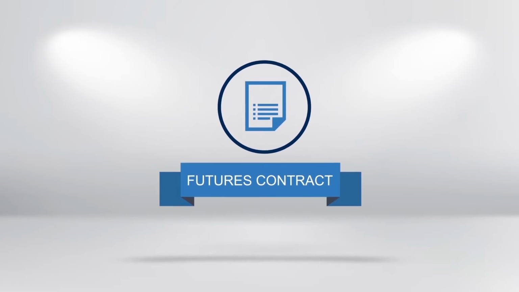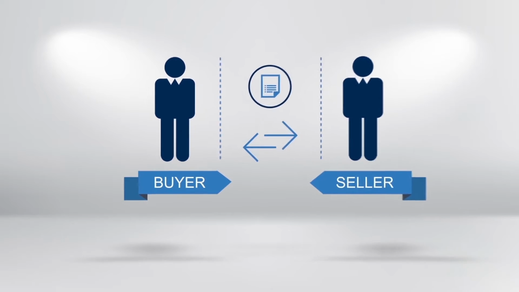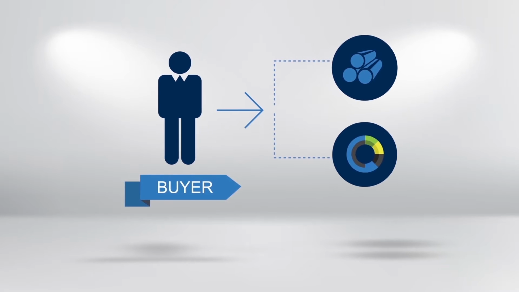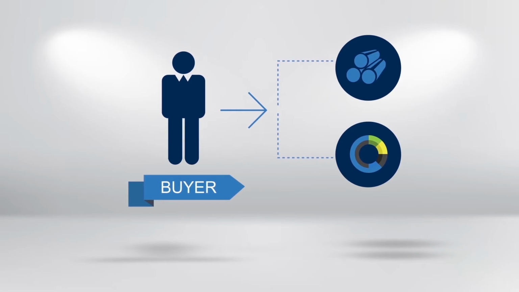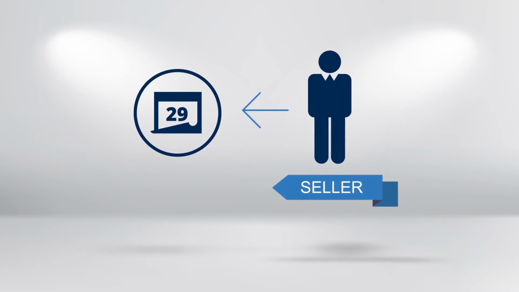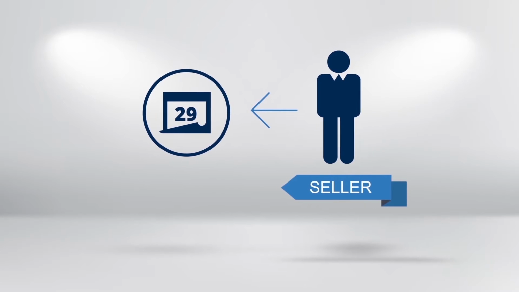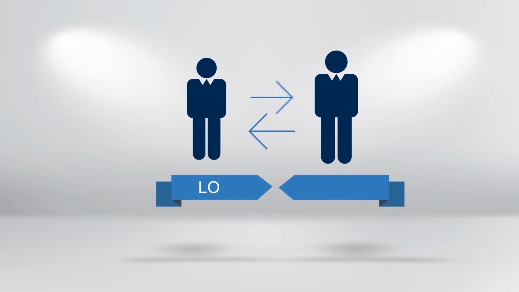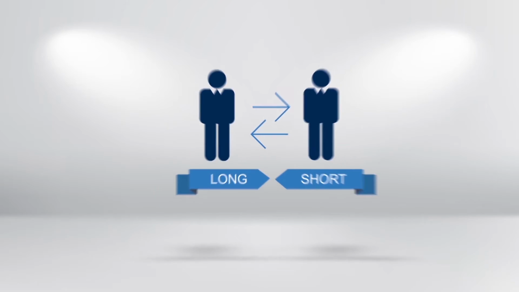The simple definition of a futures contract is that it is an agreement between a buyer and a seller. The buyer has the obligation to buy either a commodity or a financial instrument by a specific date at a specific price. On the other hand, the seller is obliged to sell the specified commodity or financial instrument by the specific date. The buyer is said to be long and the seller is said to be short.